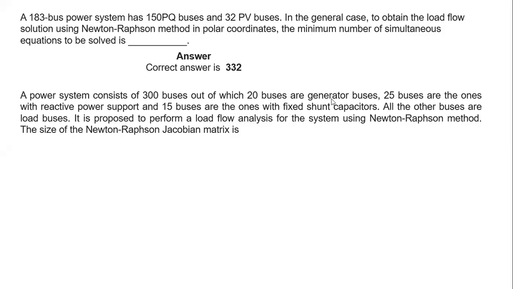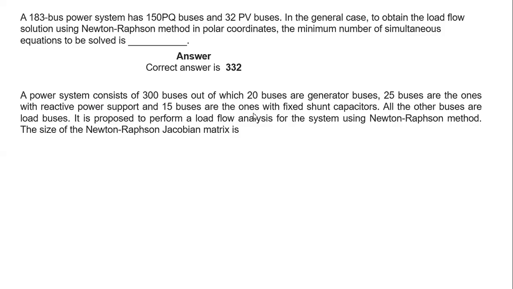I'll give the hint here. Generator buses, you know that one. It is nothing but all generator buses are PV buses. Fine. 25 buses are the ones with reactive power support. Whichever bus has reactive power support, that's what I said, no? So it is known as a PV bus. That means a PV bus can have a capacitor bank also, I said, isn't it? That means reactive power support it can have. So therefore 25 buses with reactive power support means these are PV buses.